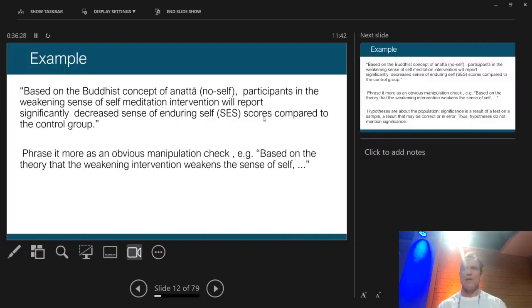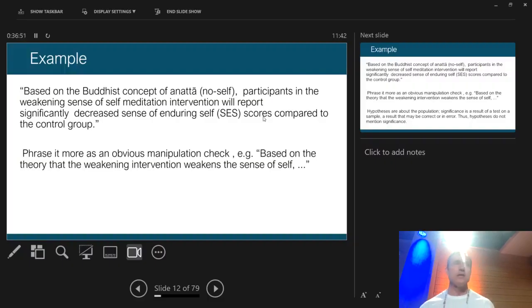Right? So what's at stake? It's a manipulation check. Based on the theory that the weakening intervention weakens the sense of self, it's just as simple as that. That way of phrasing it says what's scientifically at stake here is the manipulation check. Did the manipulation do what it was meant to do so we can even get off the ground and test the main theory that we want to test about strengthening and weakening self.